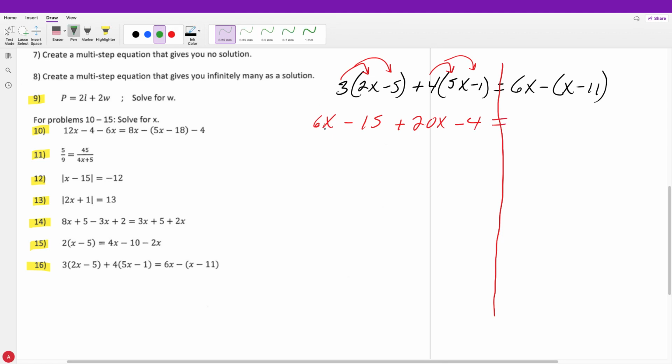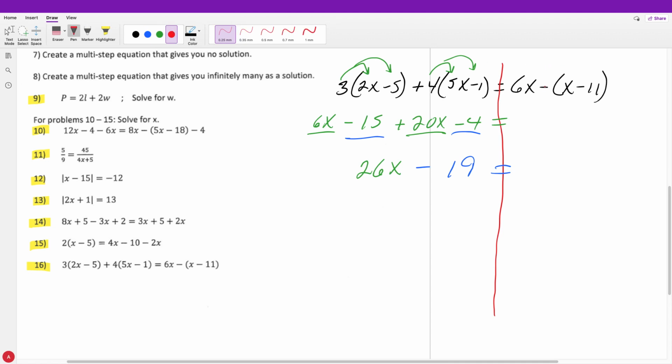Then I'm going to look to simplify this even more because I have like terms. So then I have 6x plus 20x is going to give me 26x. And then I have negative 15 minus 4, which is minus 19. All right, so now I went ahead and simplified everything that I could on that left-hand side. I'm going to look to do the same for the right-hand side.